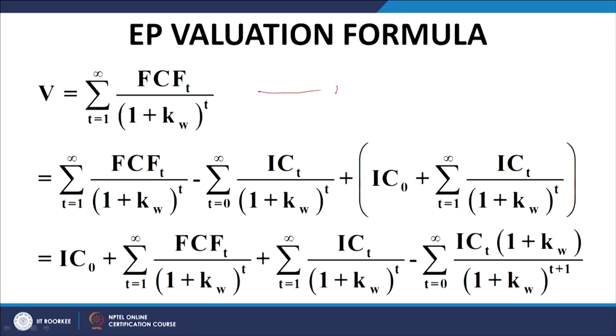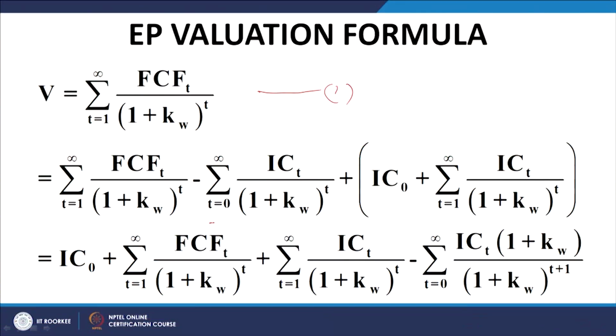Now, the economic profit valuation formula, we need to devote some time to this. We start from the free cash flow based valuation. The free cash flow based valuation is given by equation number 1, which is straightforward, which is what we have done in a lot of detail. It is the enterprise DCF based valuation, free cash flow summation discounted at the weighted average post tax cost of capital. We write it in a different form.